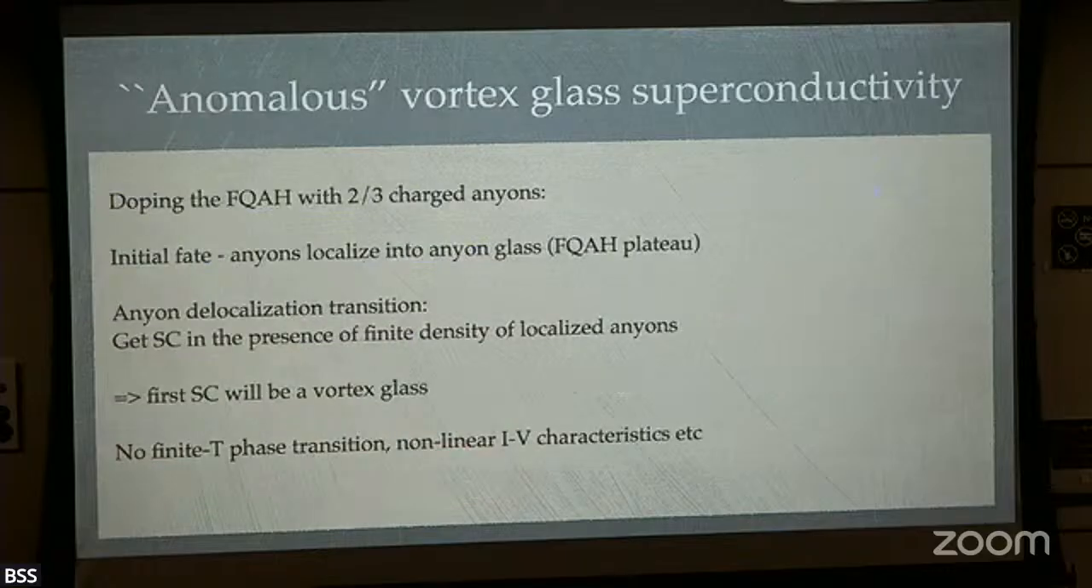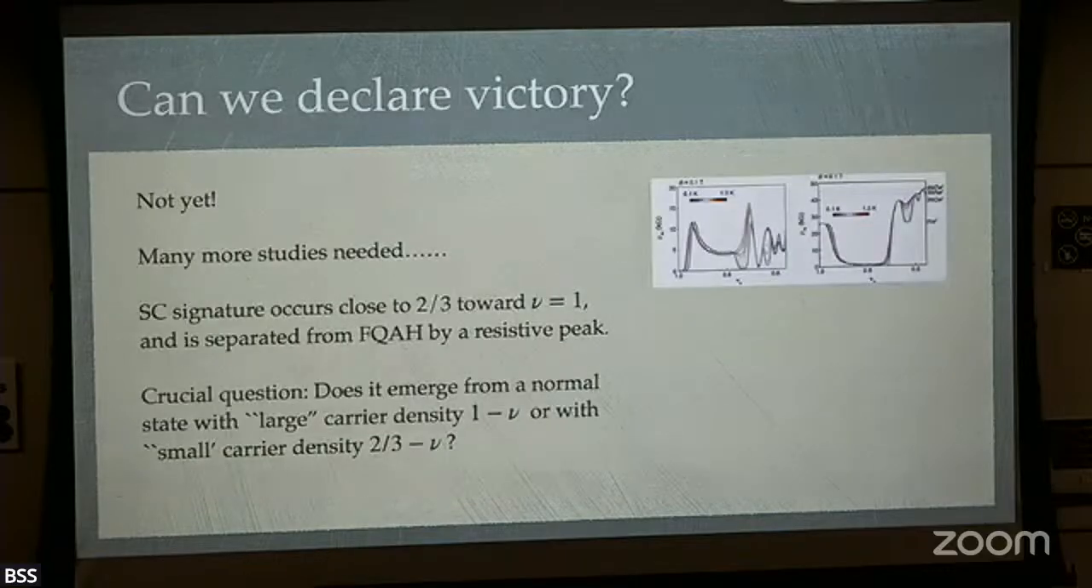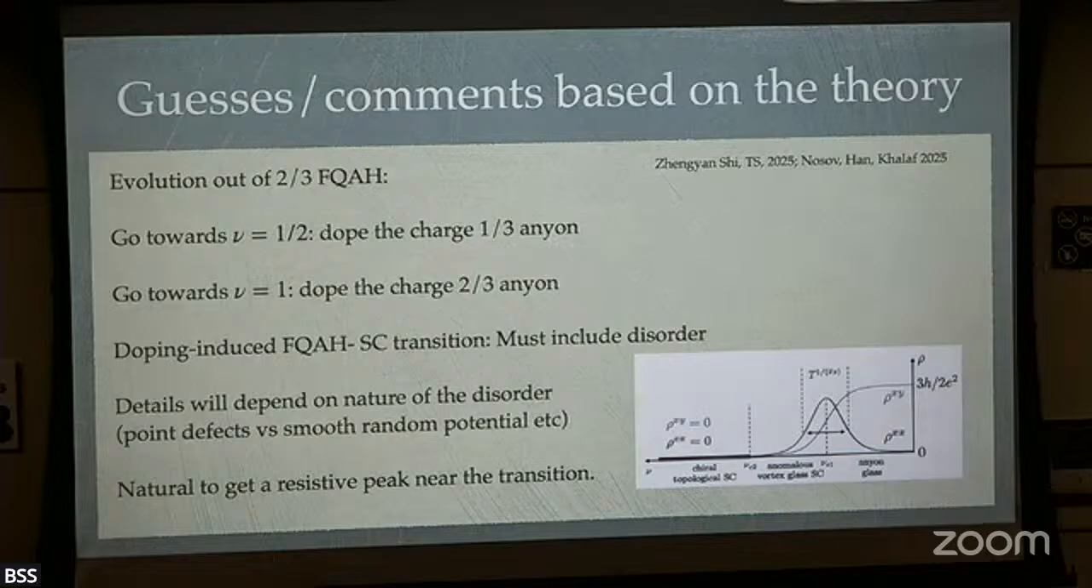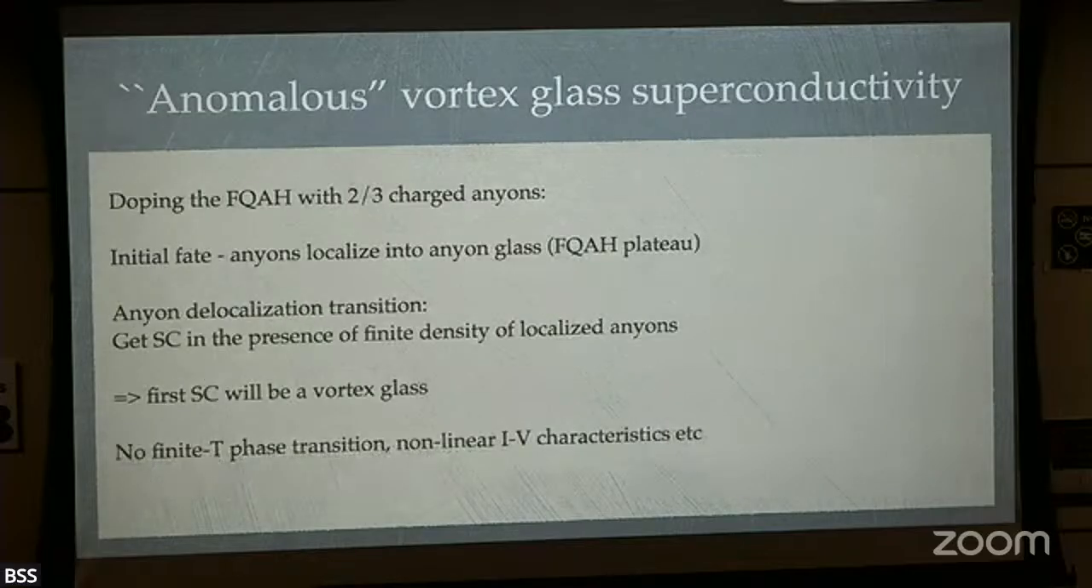I had a picture somewhere. Maybe I tried to cut and paste something else, but I failed. So the story is that you go from this state, which is the fractional quantum Hall plateau, through an anomalous vortex glass to this chiral topological superconductor, which will have a finite temperature transition. So let me just stop here.